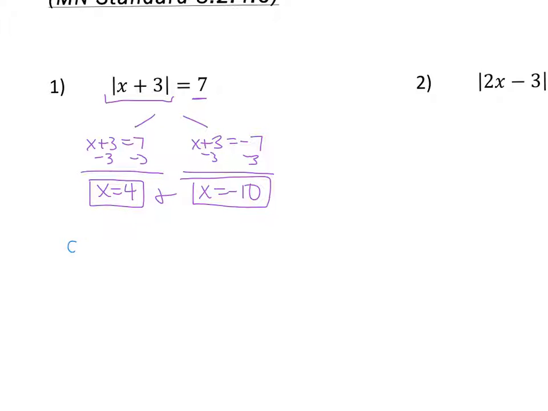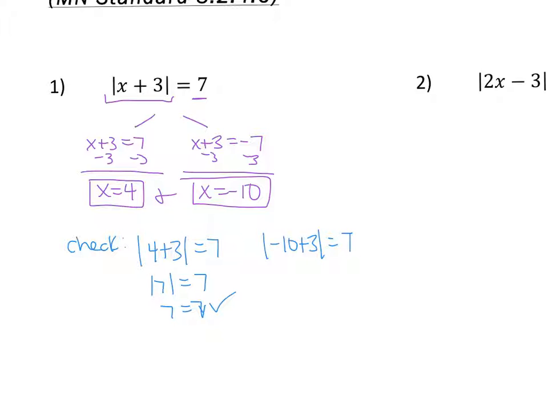You can check it by plugging it back in. The absolute value of 4 plus 3, is that equal to 7? Well, that's the absolute value of 7, and that is 7, so it does work. You could also plug in negative 10. Negative 10 plus 3, is that equal to 7? Well, you get the absolute value of a negative 7. That's 7 away from 0, so it is true.